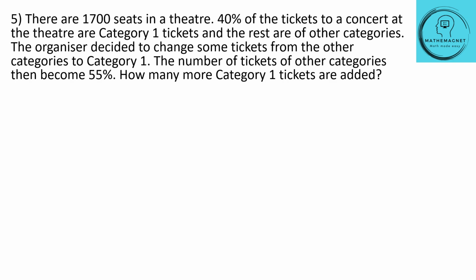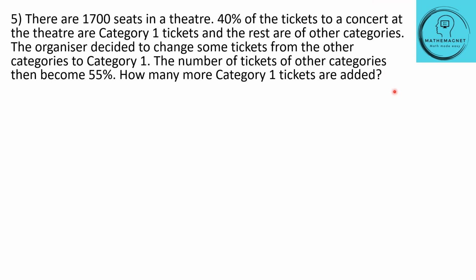Question number 5. There are 1,700 seats in a theatre. 40% of the tickets to a concert at the theatre are category 1 tickets and the rest are of other categories. The organizer decided to change some tickets from the other categories to category 1. The number of tickets of other categories then becomes 55%. How many more category 1 tickets are added?